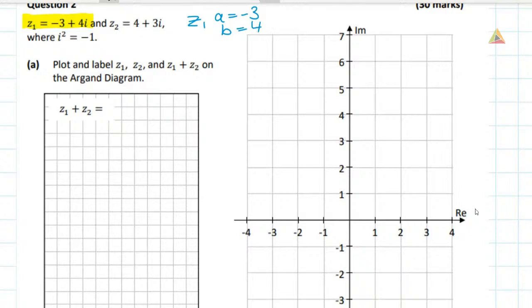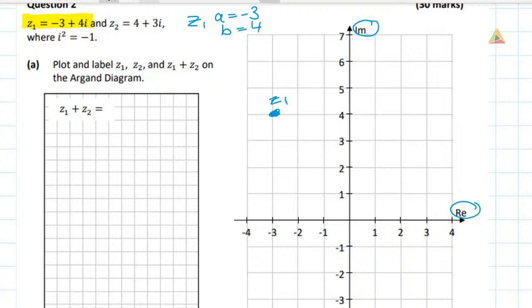So I go on the real axis, I go across to minus 3, and then on the imaginary axis, I'm going to go up to 4. So I go across to minus 3 and I go up to 4, and I'm going to draw my dot on the junction between those two, and I'm going to label it that this is the point Z1.